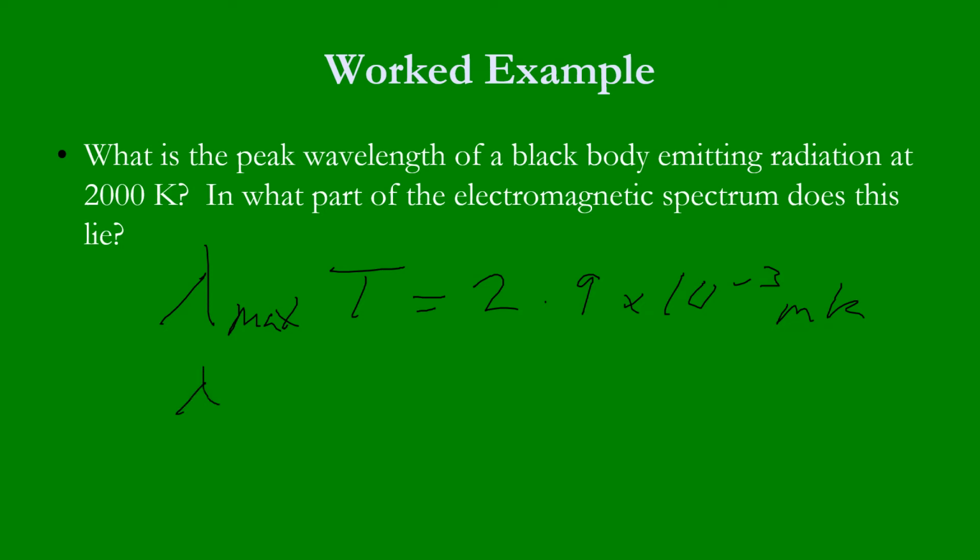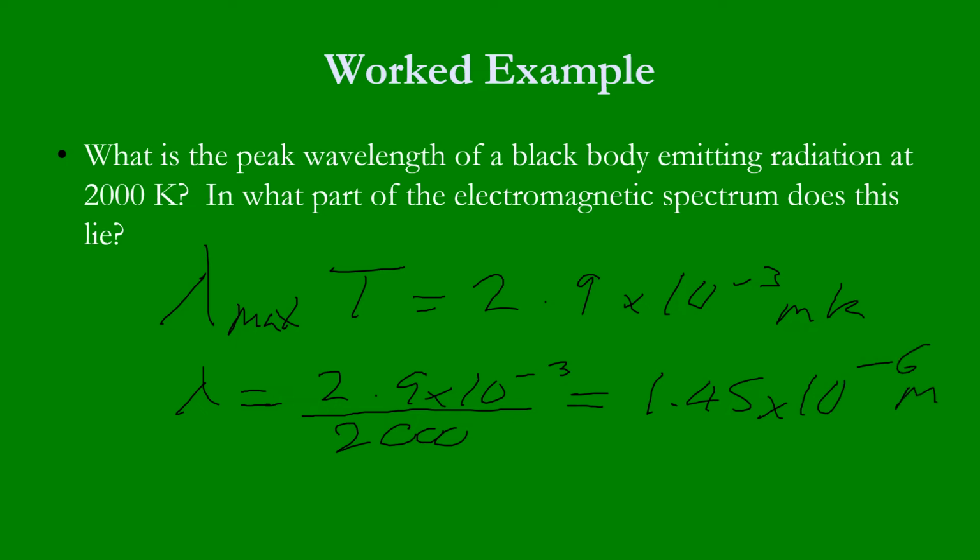Then we're trying to find lambda, so we're given the temperature, so it's 2.9 times 10 to the minus 3 divided by 2000. They could give you a temperature in degrees Celsius, but you'd have to convert to Kelvin, so just be aware of that. Put that into your calculator and you get 1.45 times 10 to the minus 6 meters. And that puts it in the order of the infrared region. So that's in the infrared region.